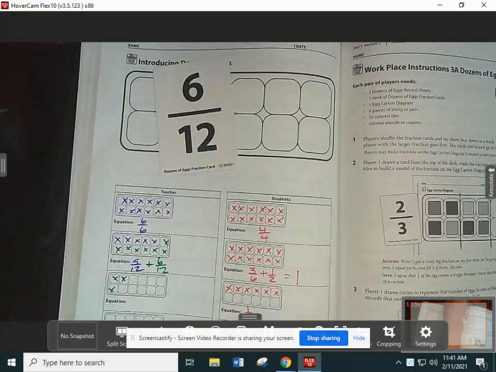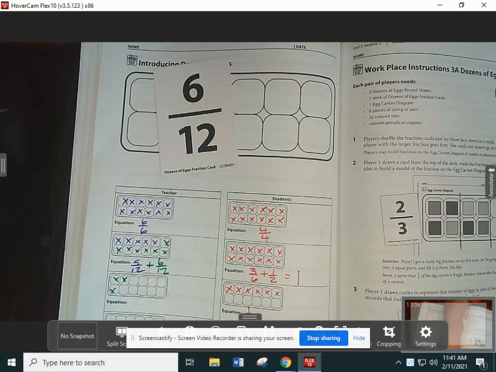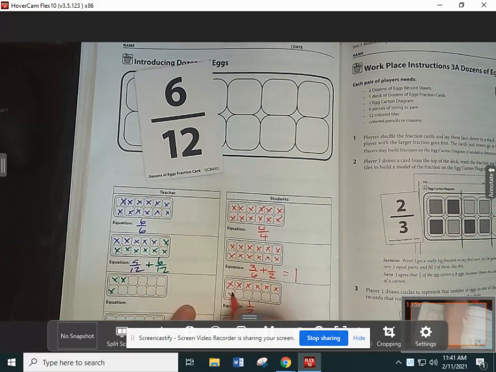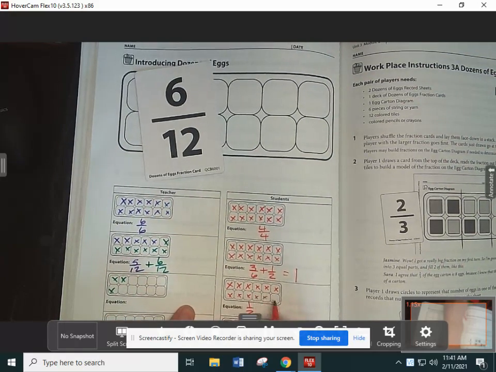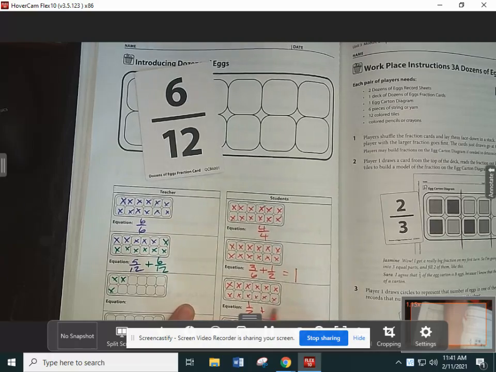6 12s, but it says 6 12s. How can it be a half? Because 6 is half of 12. 6 is half of 12. How many eggs is 6 12s? How many eggs is 1 half? 6.